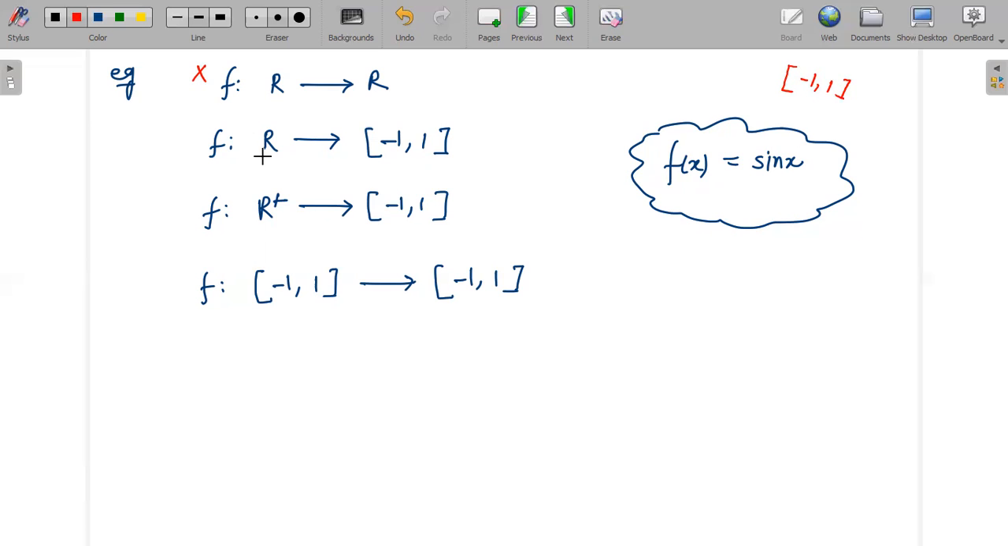But if I define this function from R to [-1, 1], then this time your codomain will be equal to your range. So for that case, your function is said to be onto. Whereas if I try to change my domain this time to R plus, I just need to draw the graph of sin x in the R plus region, and check whether I'm still getting the range of the function from -1 to +1.